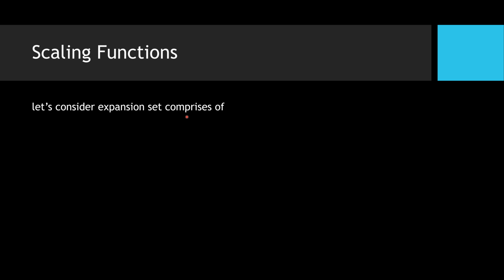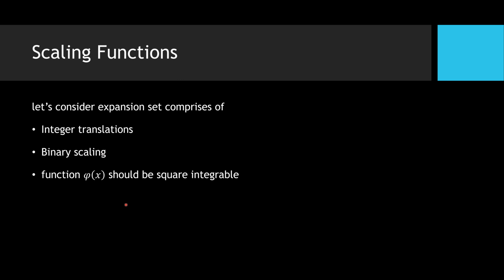Let's consider an expansion set comprising integer translations, which is nothing but an integral shifting operation, and binary scaling. We will talk about it soon. It is nothing but scaling by a factor of 2. And the function psi of x should be square integrable.